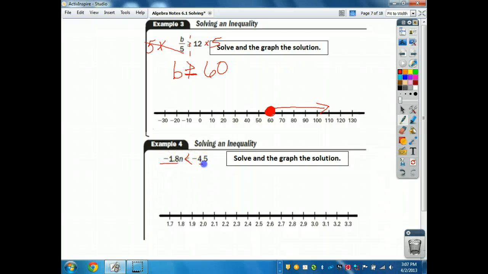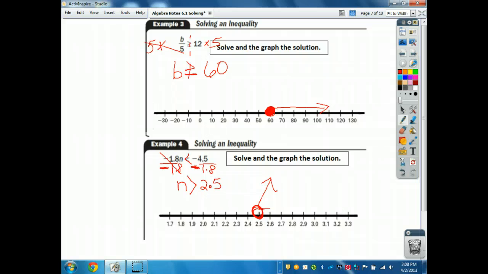What do I do here? Divide both sides by negative 1.8. So n is what? 2.5. What's the sign? Greater than. Less than or greater than? Greater than. Do you have to flip it? Yes, because we are dividing by a negative number, so we have to flip it. n is greater than 2.5. So open or closed circle? Open. Arrow to the right.